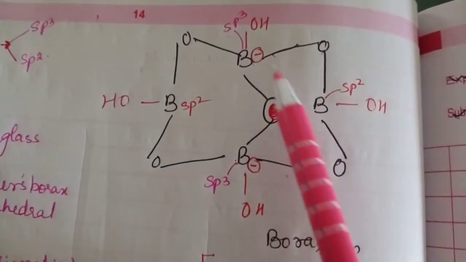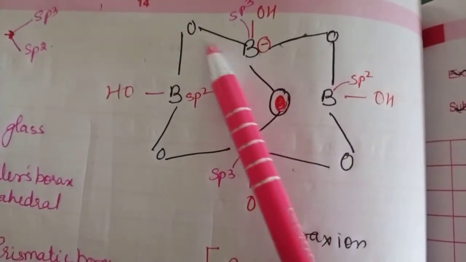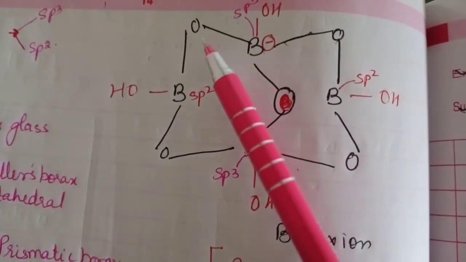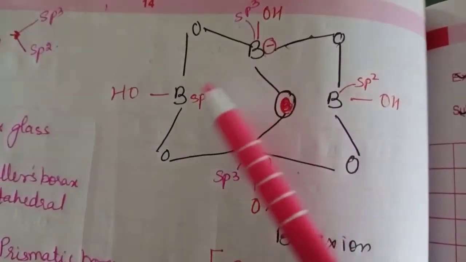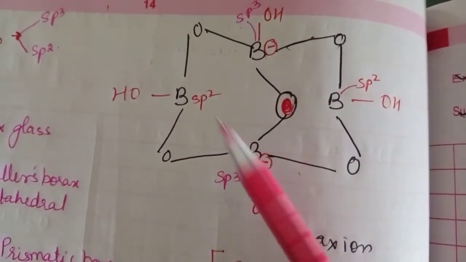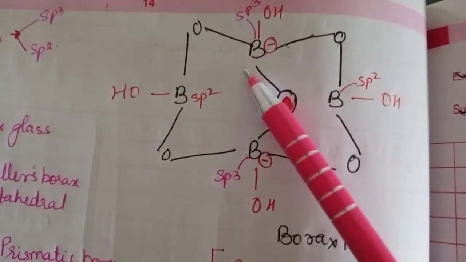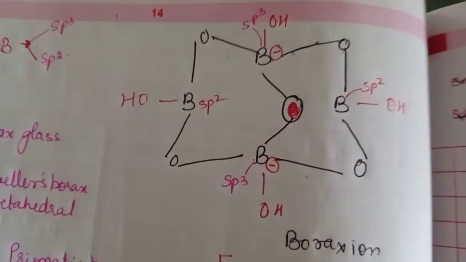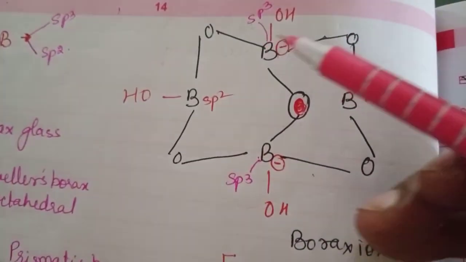This is the structure of the borax ion. It is star shaped. Here there is oxygen between the two borons at the terminals, and oxygen is also in between in the bridged form. So there are two types of hybridization here.